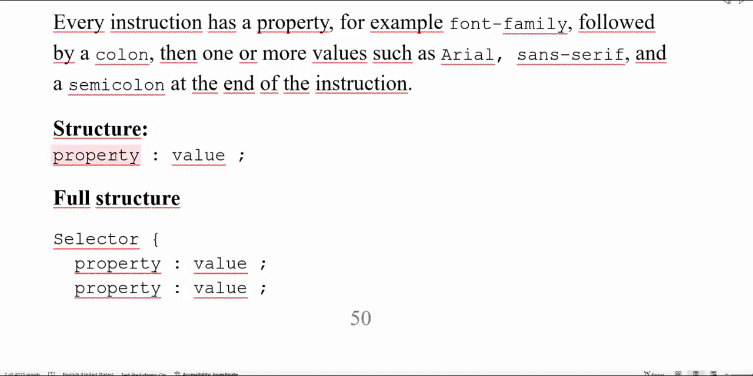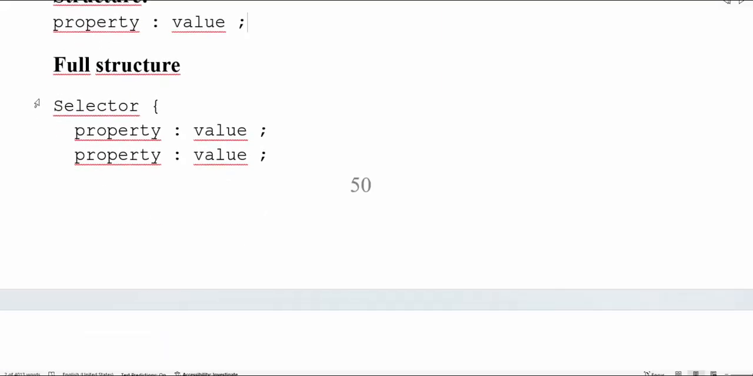Structure: property, colon, value, semicolon. Full structure: selector, curly brackets open, property colon value semicolon, property colon value semicolon.